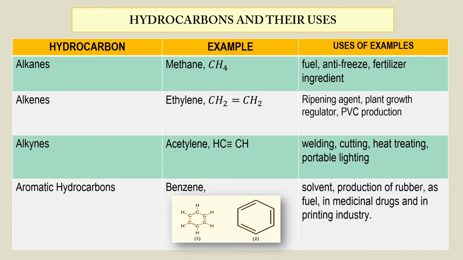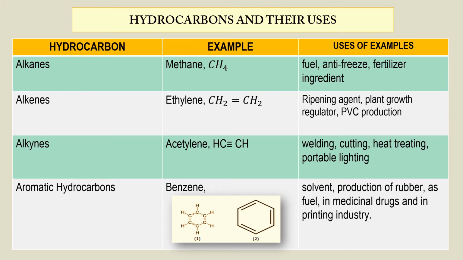The first type of hydrocarbons are the alkanes. Alkanes are formed by single bond. An example is methane, which can be used as a fuel, antifreeze, fertilizer ingredient.